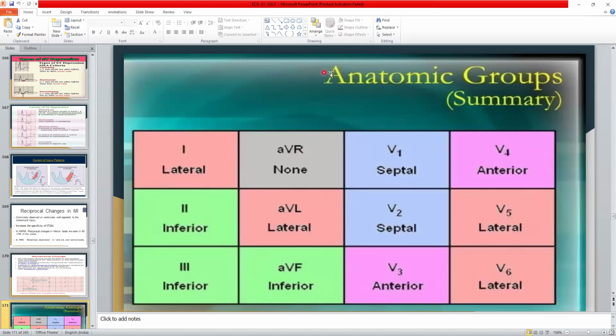This is the slide showing the anatomical groups which represent the particular areas of the heart. Lead 1, V5 and V6 represent the lateral wall of the heart. Lead 2, lead 3 and AVF represent the inferior wall of the heart. Whereas the septal wall is represented by V1 and V2, and the anterior by V3 and V4.